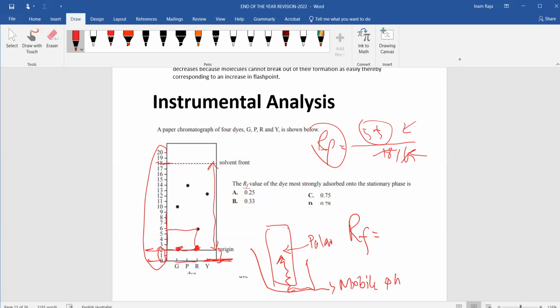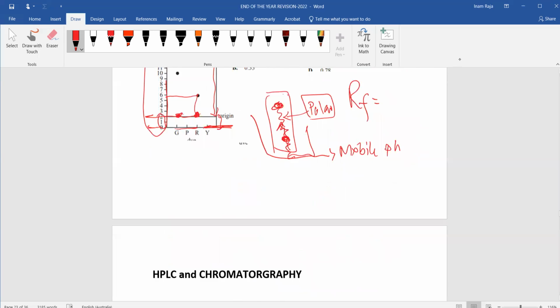So like dissolves like. If there is a polar compound moving here, and the stationary phase is also polar, the stationary phase will hold it, because they love each other. Polar loves polar. So the polar compound will stay here, and the non-polar compound will go there. Non-polar compounds will travel faster, and polar compounds will travel slowly, because the polar stationary phase is holding them because of the attraction.